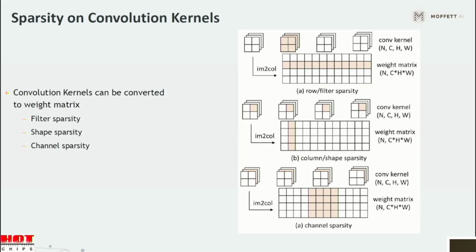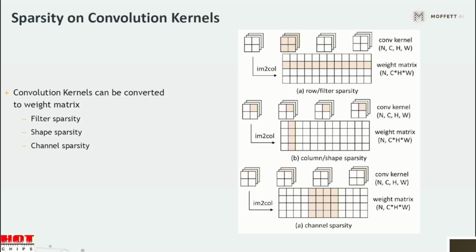The previous slide talked about sparsity for tensors. For the convolution kernels, the sparsity is the same, because we all know the convolution can be converted to matrix multiplication with a weight matrix. As we can see here, there are 3 different levels of sparsity for the weight matrix. If we have a weight matrix with image-to-column operations, we can convert to a weight matrix here.